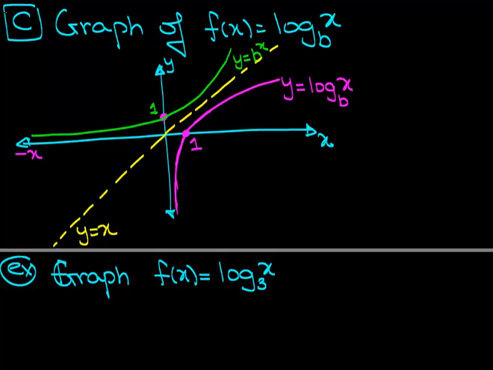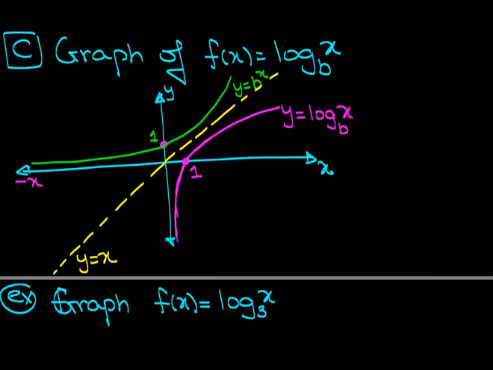Alright, so let's do that. Now, before I do that, let me just point this one thing out to you. Let's say that for the green graph, we had y is equal to b to the x. B was 2, so we have 2 to the x. What happens if x is 1? You'll get 2 to the 1, which is 2. So when x is 1, we'll get 2.